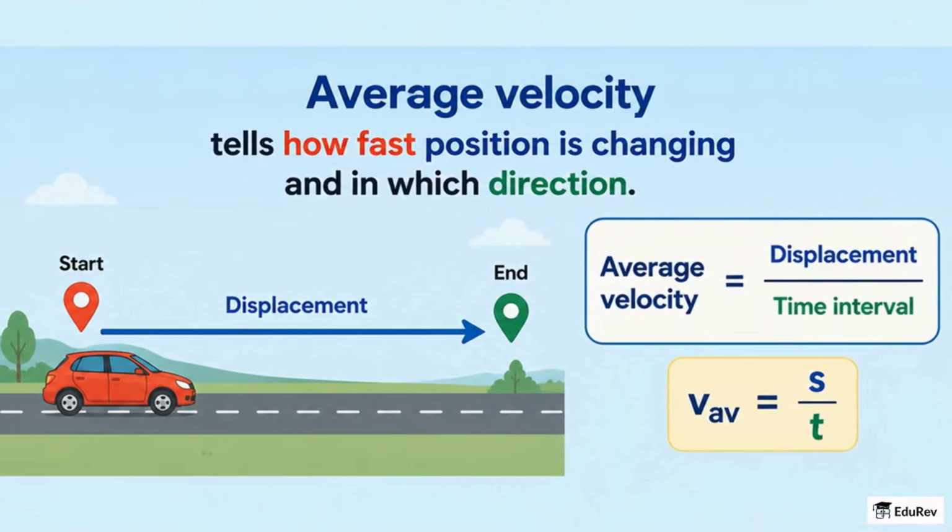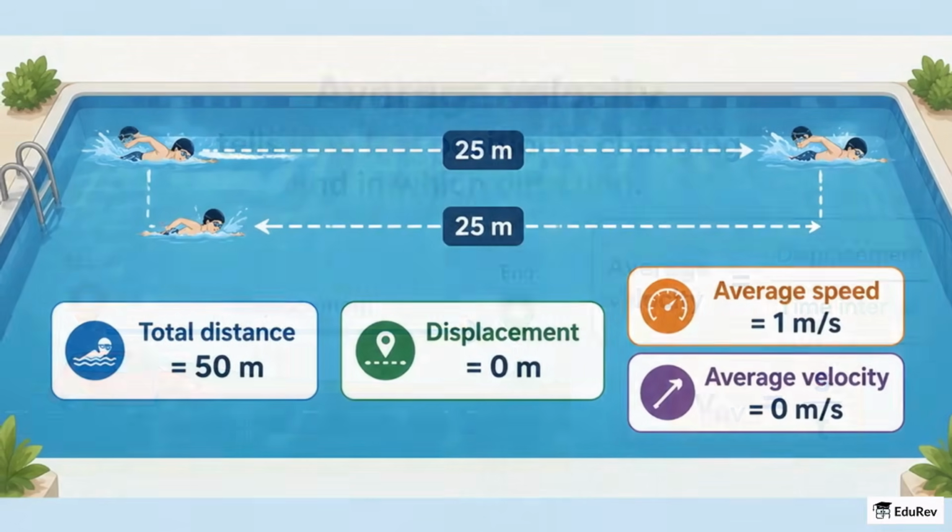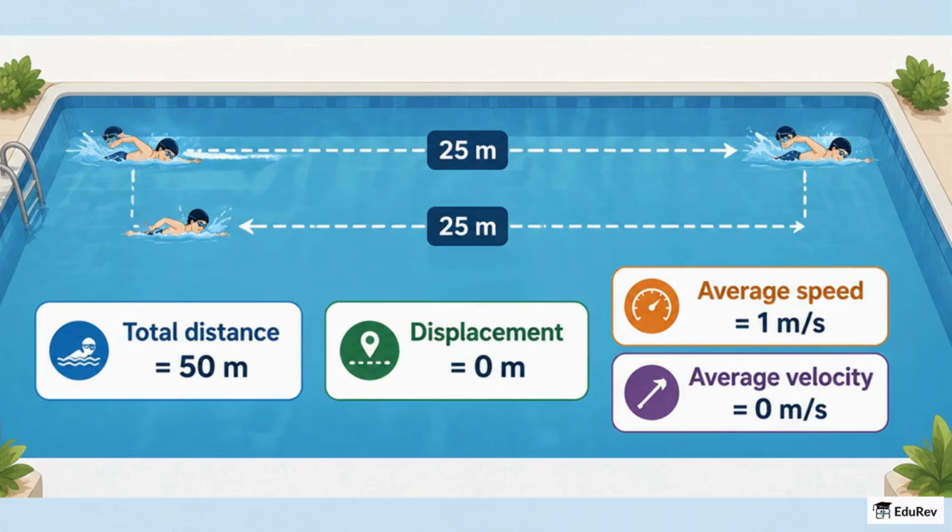Average velocity tells how fast position is changing and in which direction. So, average velocity equals displacement divided by time interval, written as v_av = s/t. In a pool, if Sarang swims to the other end and back, total distance is 50 meters, but displacement is 0. So average speed equals 1 meter per second and average velocity equals 0 meter per second.